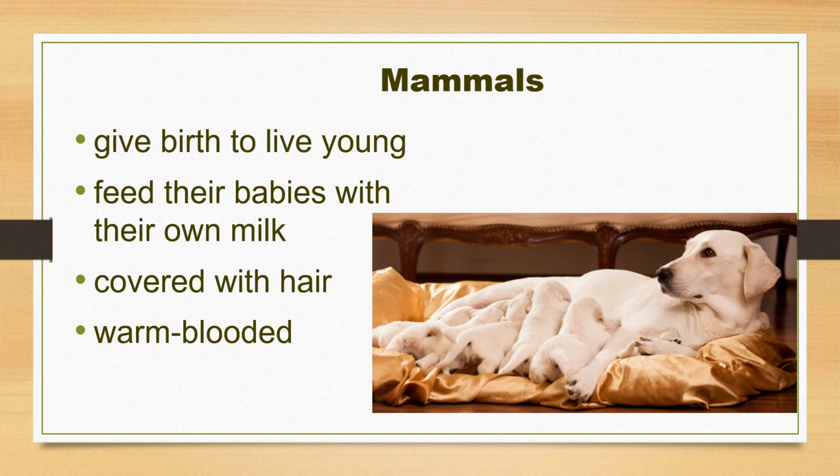Now, mammals are also considered warm-blooded animals. What did we say about warm-blooded animals? Meaning, mammals can adjust their body temperature.